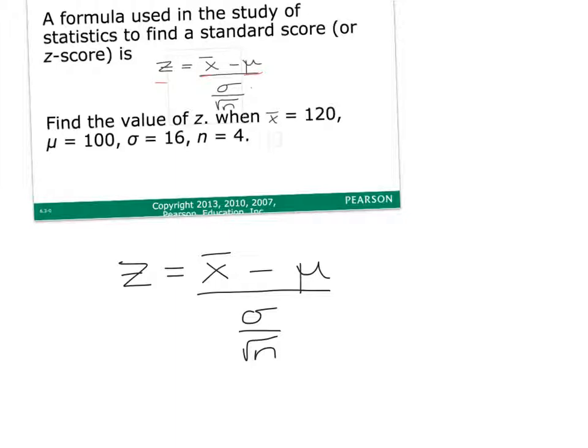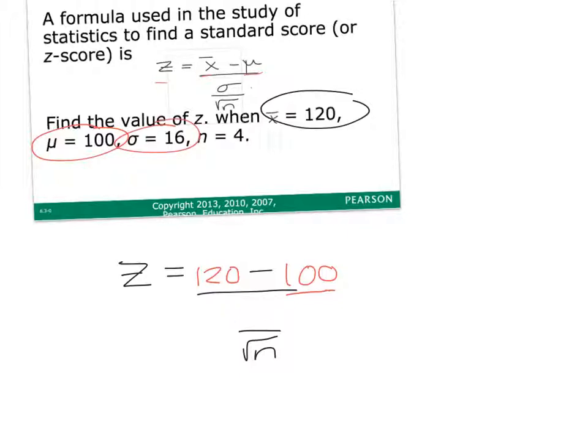They told us that x bar is equal to 120, so I'm going to take out the x bar and call that 120. They told us that mu was equal to 100, so I'm going to take out mu and call that 100. They told us that sigma is equal to 16, so I am going to take out sigma and call it 16. And they told us that n is equal to 4, so I am going to take out n and place in a 4.